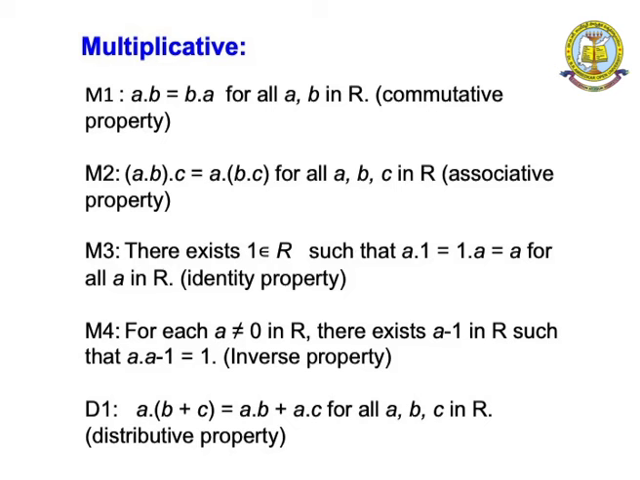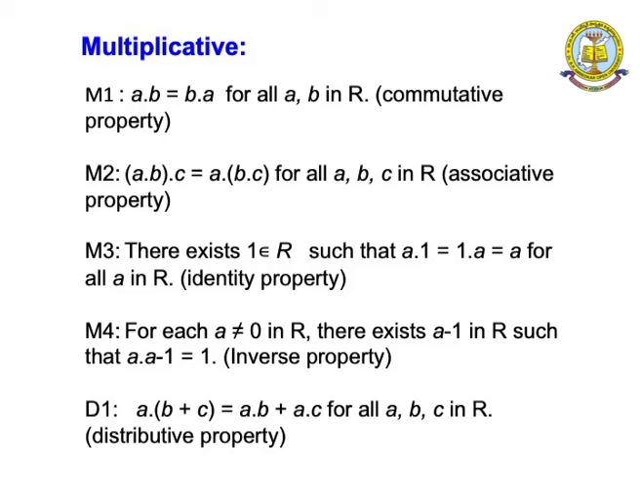Coming to the commutative property, a, b belong to R implies a dot b equals b dot a for all values of a, b. If this condition is true, then we can say R satisfies the commutative property with respect to multiplication. Next, coming to the associative property with respect to multiplication, (a dot b) dot c equals a dot (b dot c) for all a, b, c belonging to R, then we can say the real number system satisfies the associative property with respect to multiplication.